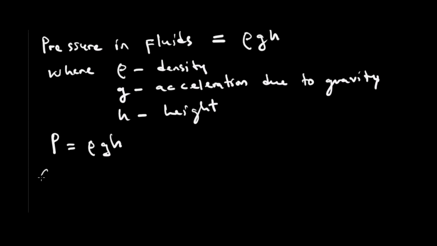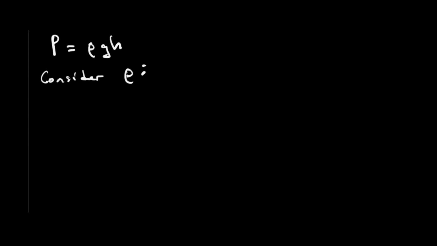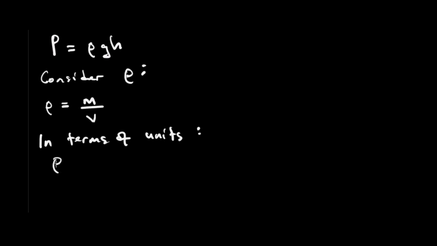Then here let us consider rho. We know that rho is density. Density is equal to mass over volume, m over v. So if we write it in terms of units, rho is equal to mass, which is kg, over v, which is volume. We know that volume is multiplying 3 dimensions, meaning it's meter cubed. So this is going to be our rho.